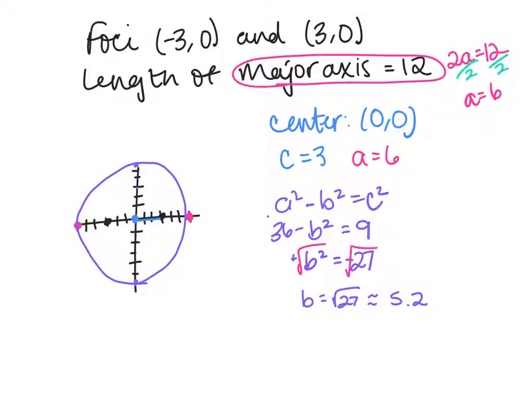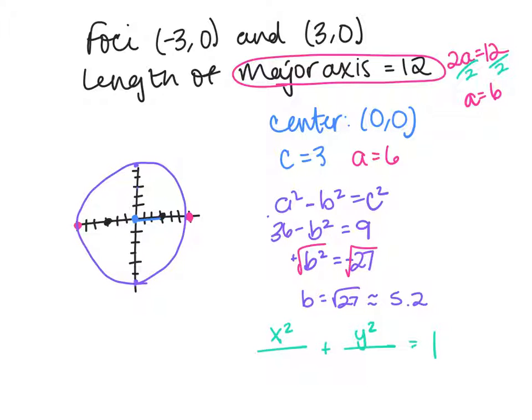So now, the whole end goal to this was to write an equation. So we know our center is at 0, 0, so right away we know we're just going to have an x squared and a y squared. We know we're dealing with fractions. We know there's a plus in the middle. We know it equals 1. And those are just all because it's an ellipse.